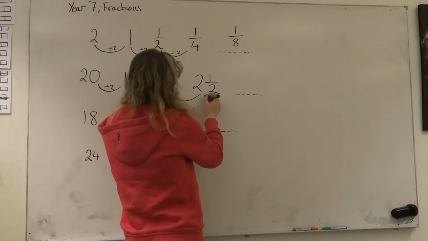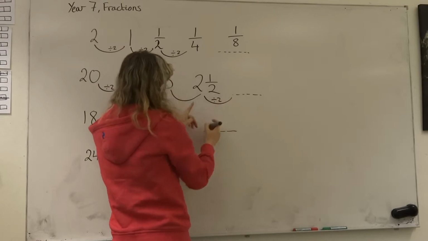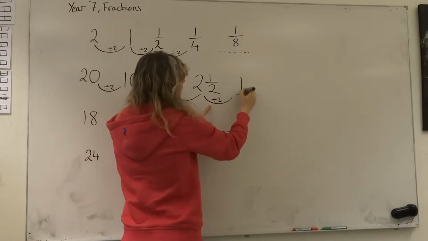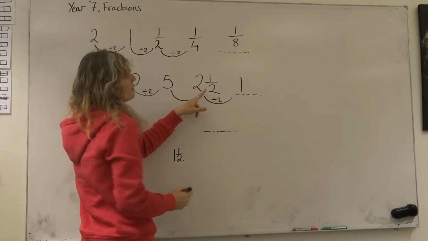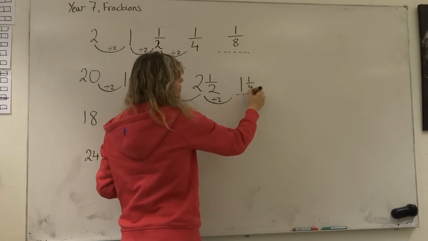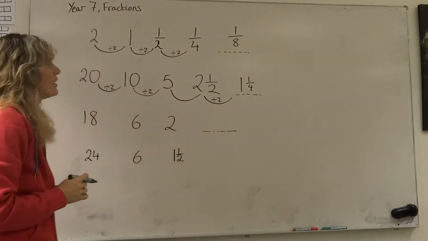Okay, let's divide 2.5 by 2 then. Well, 2 divided by 2 is easy, that's 1. A half divided by 2 would be a quarter. Half of a half is a quarter.